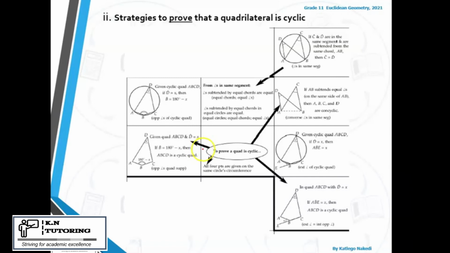Strategies to prove that a quadrilateral is cyclic. Again, this is a very important diagram, but I will show you how to use it when I start exploring and solving geometric riders. If the question says we must prove this and we've got this, this is how you go about it. But this is a very nice diagram. I call this the cheat sheet. Very important. It summarizes everything.